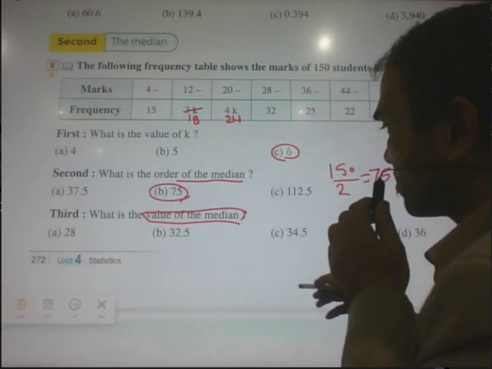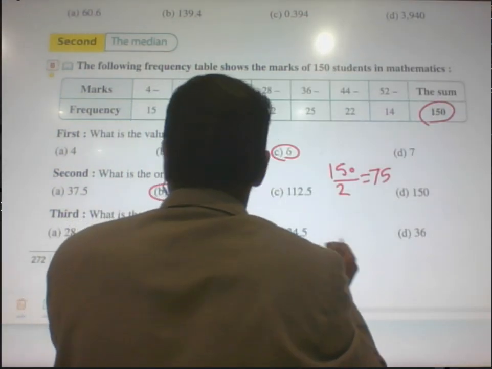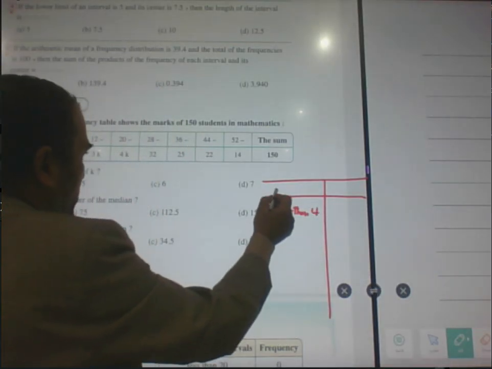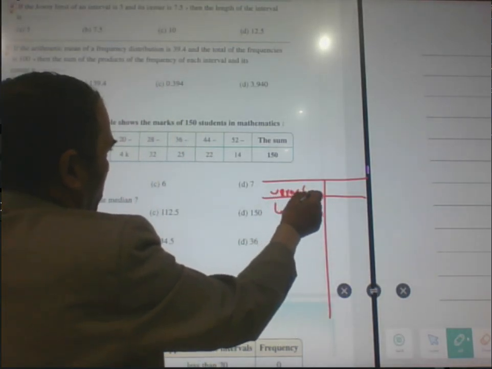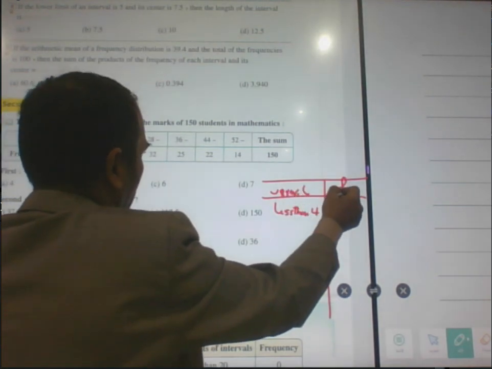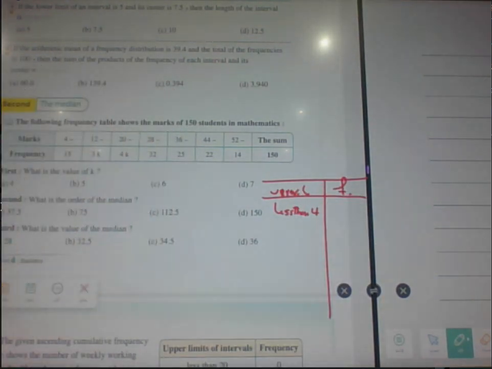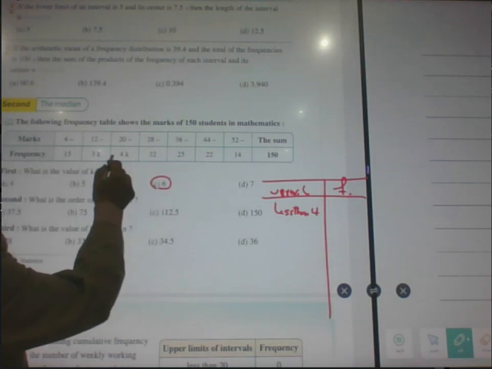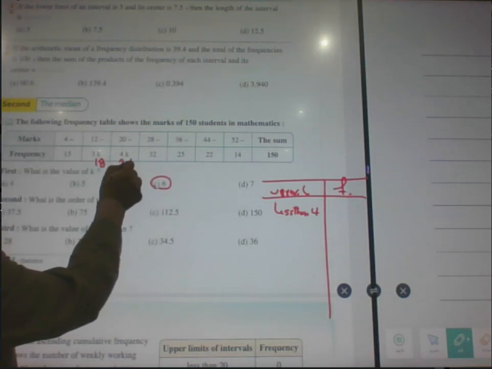He gives me the intervals. Then I will draw the table here. Okay, pay attention. We can write upper limit and frequency. Okay, less than 4 here 0. We get the value here 6. 3 times 6 equal 18, and 4 times 6 is 24.